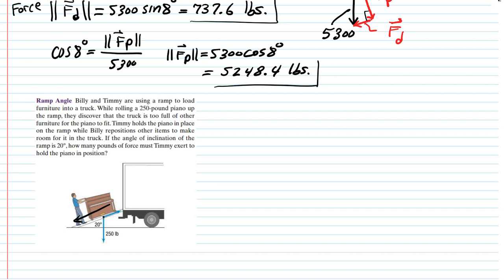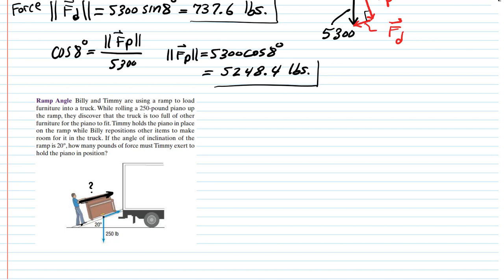Now remember, the piano has a tendency to roll down, right? If Timmy wasn't there, it would roll off the ramp. So in order for Timmy to hold the piano in a static condition, the force downhill should be equal to the force that Timmy exerts, exactly in the opposite direction, both horizontal. So whatever this force is, it's got to be exactly the same force. That will be the opposing force. We want to know what force must Timmy exert. So that's what we want to find out.